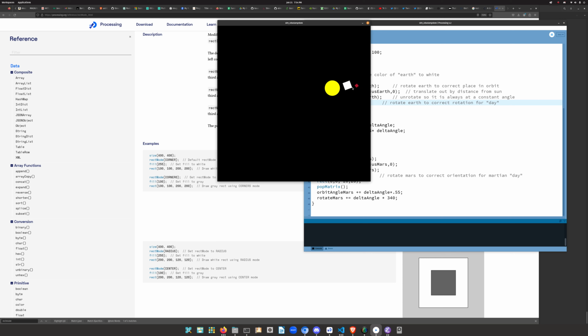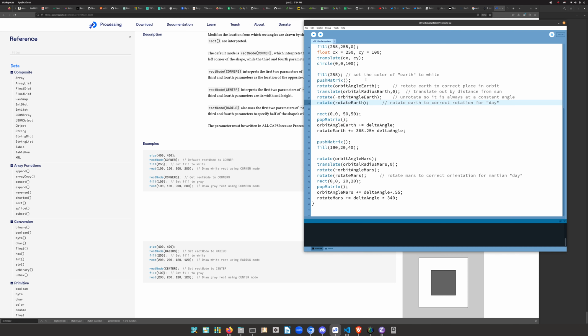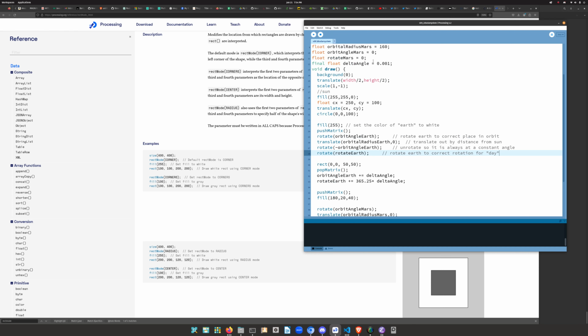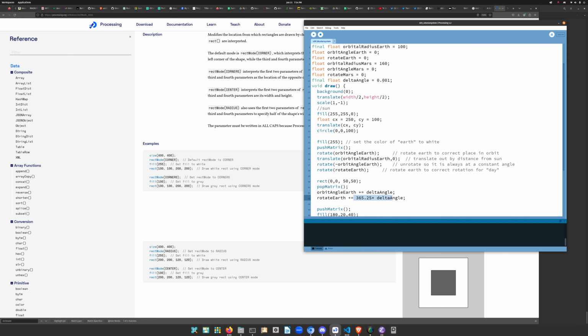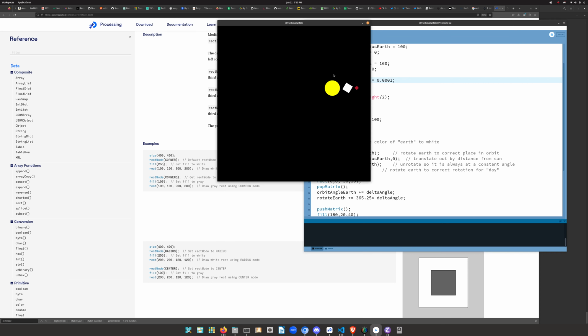Alright, so you notice they all start lined up, which is on the other side. Wait, why is it so fast? I was supposed to slow this thing down. I made delta angle 1/10 as big. It's still fast? Huh. Well, now it's slow enough, but now it's painfully slow to go around the sun, so take your pick.